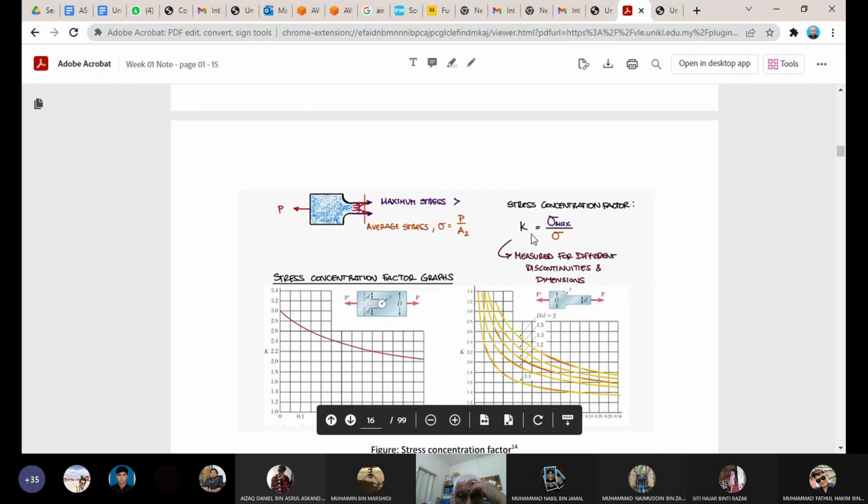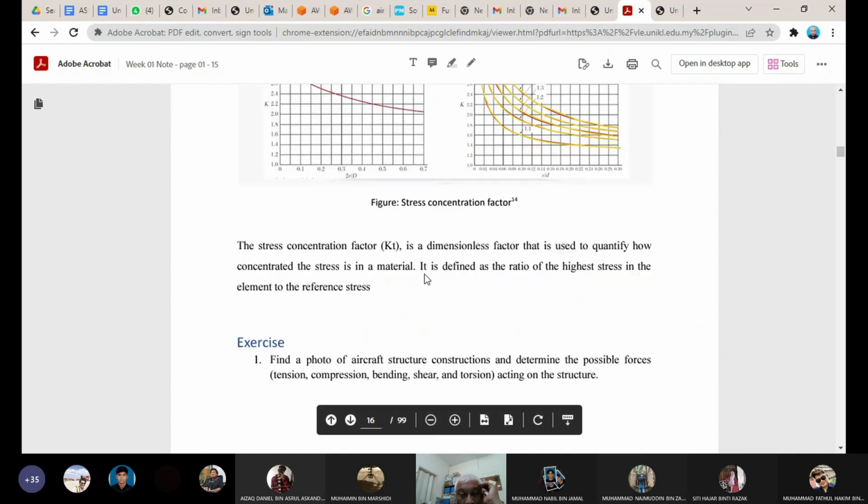Sigma max, the maximum stress, will be K times sigma, meaning K is a factor. As K goes higher, sigma max goes higher, so we want to lower K. How do we lower K? You should not have sharp corners, edges, and small holes. You have to cut everything with a nice smooth radius so that you do not get high stress concentration. The higher the stress, the shorter the part life. So we don't want to go into that kind of situation.